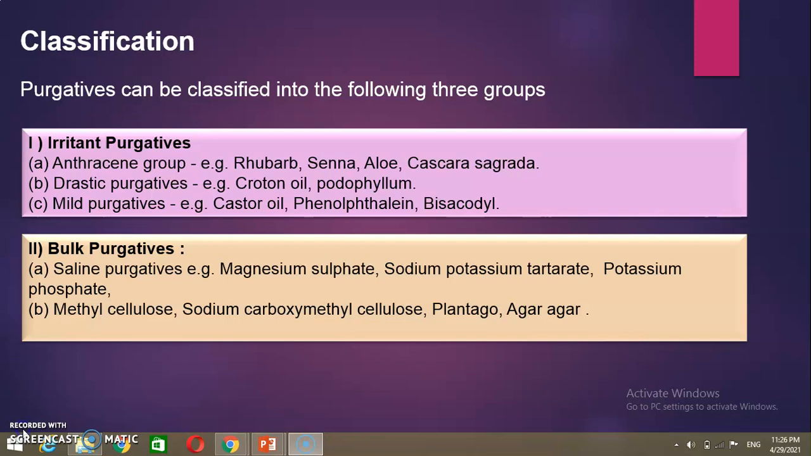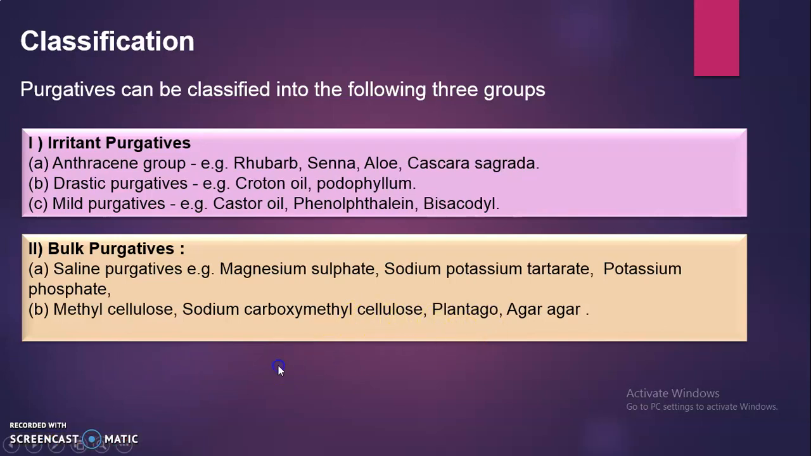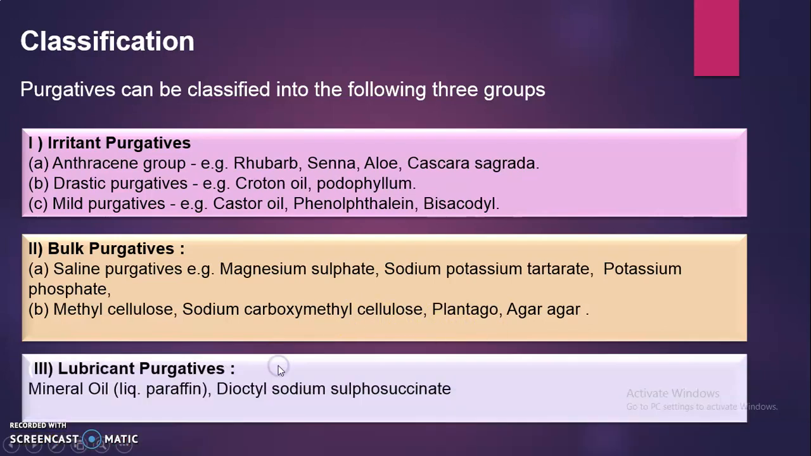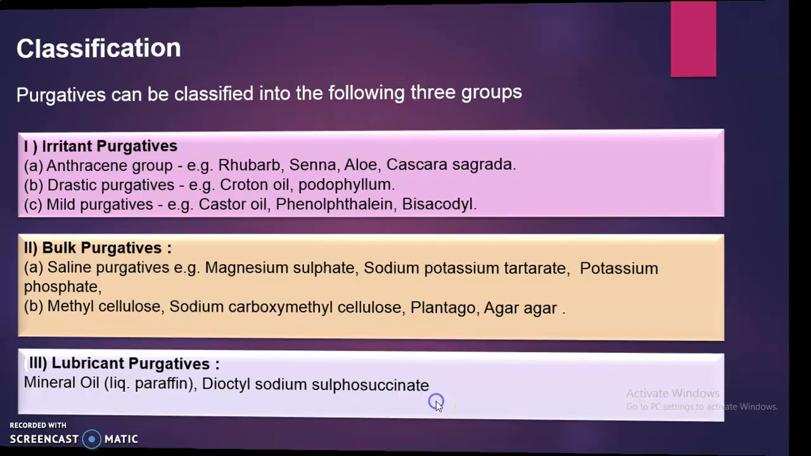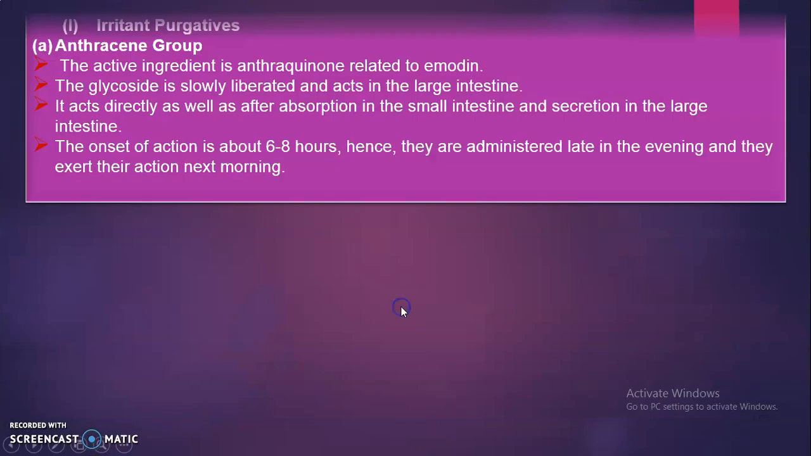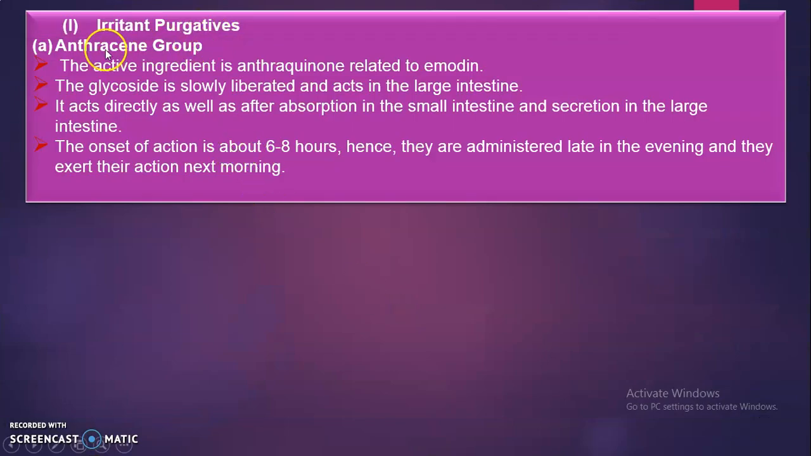plantago, agar-agar. Then the next type is the lubricant purgatives. Examples are mineral oil, liquid paraffin, dioctyl sodium sulfosuccinate, etc. Then we see irritant purgatives.